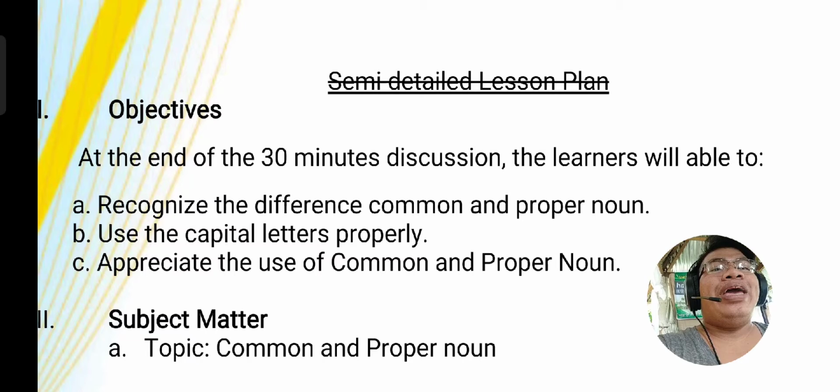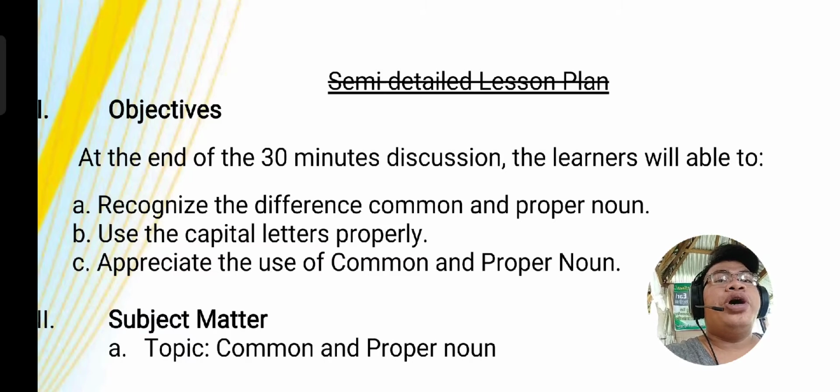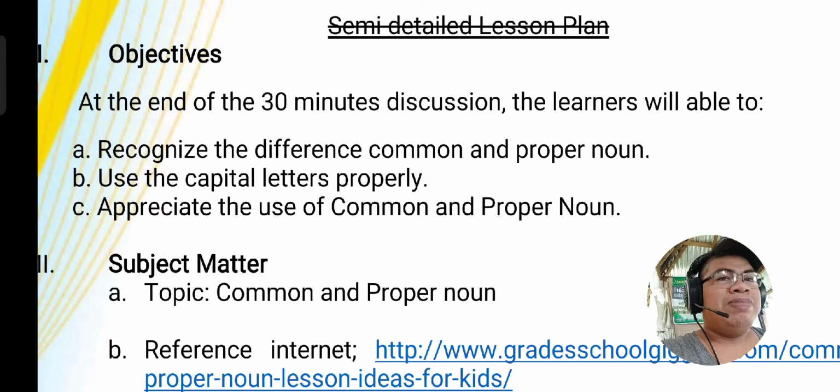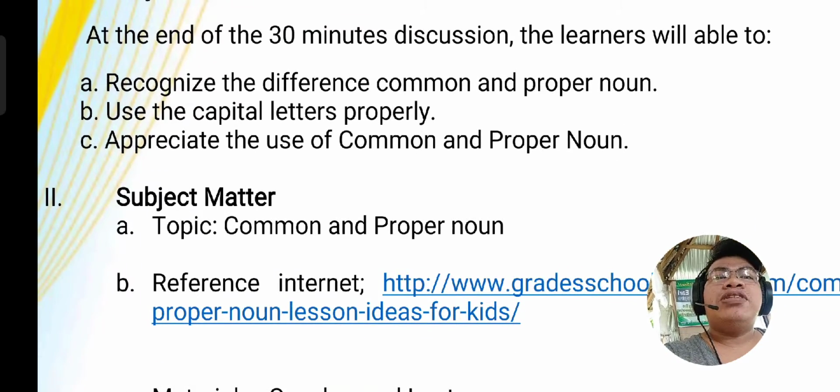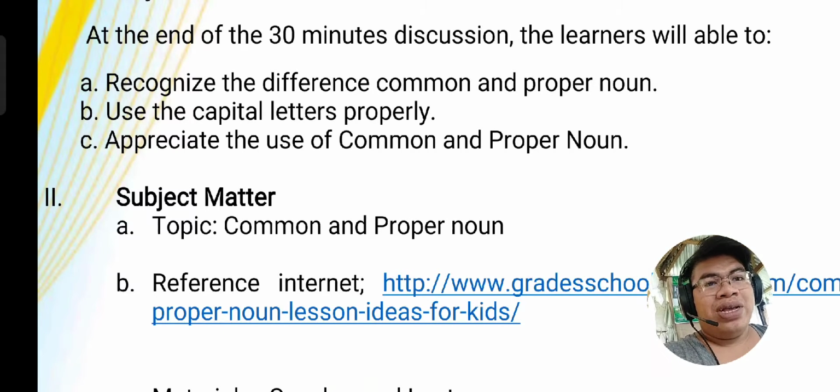So here we have the objectives. At the end of the 30 minutes discussion, the learners were able to recognize the difference between common and proper noun, recognize the capital letters properly, and appreciate the use of common and proper noun. In the subject matter, we have the topic, of course, common and proper noun, the reference, internet.